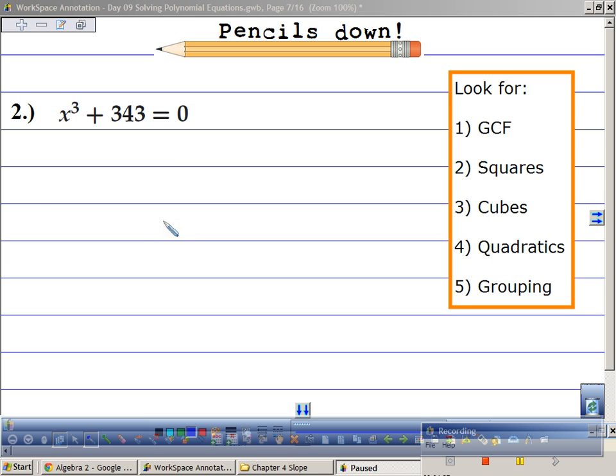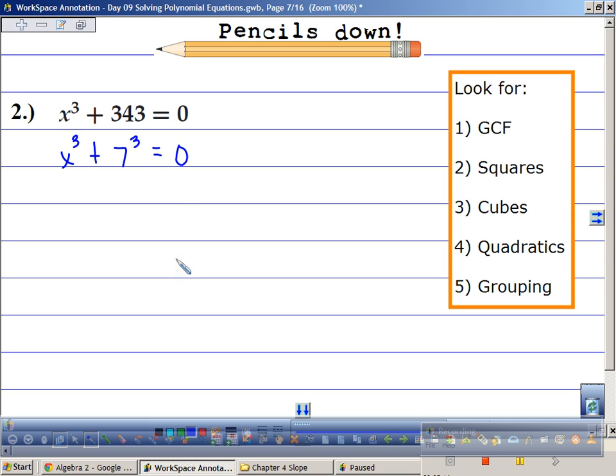6 cubed would end with what? 6 times 6 is 36. And 6 times 6 is another, so we end with 6. So that's 7. So this is actually x cubed plus 7 cubed. What do we call that? The sum of 2 cubes.